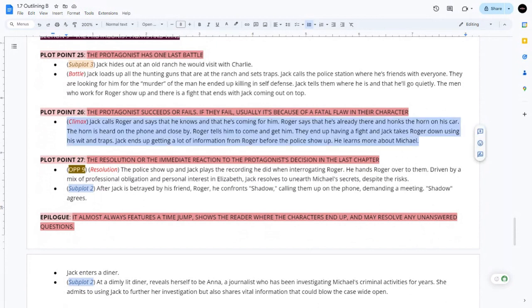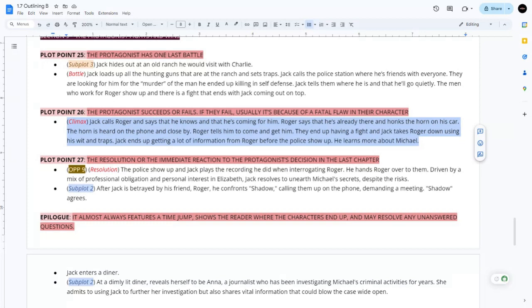Now, the climax. Will he succeed or fail? Jack calls Roger and says that he knows that he's coming for him. Roger says that he's already there and honks the horn on his car. The horn is heard on the phone and close by. Roger tells him to come and get him. They end up having a fight, and Jack takes Roger down using his wit and traps. Jack ends up getting a lot of information from Roger before the police show up.